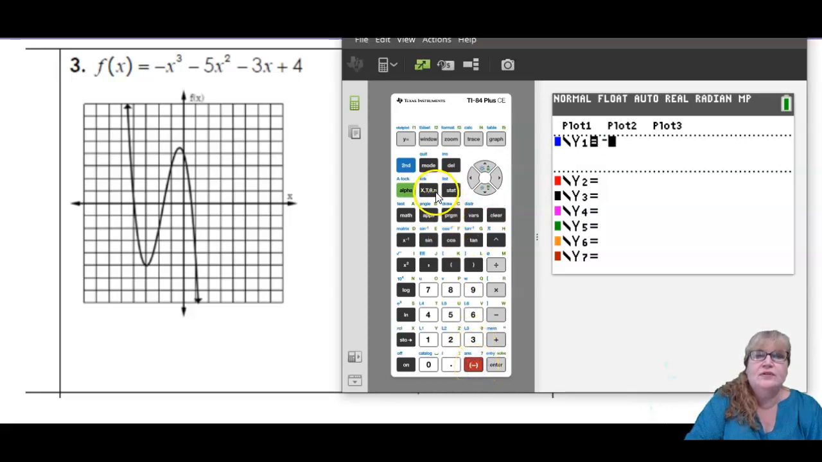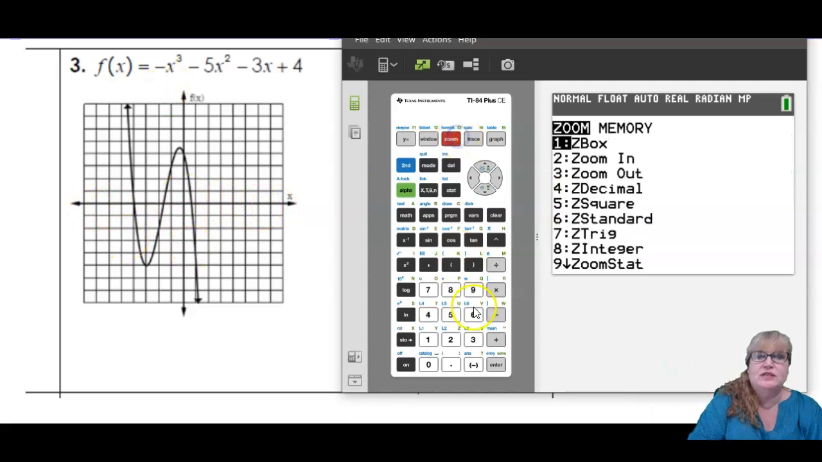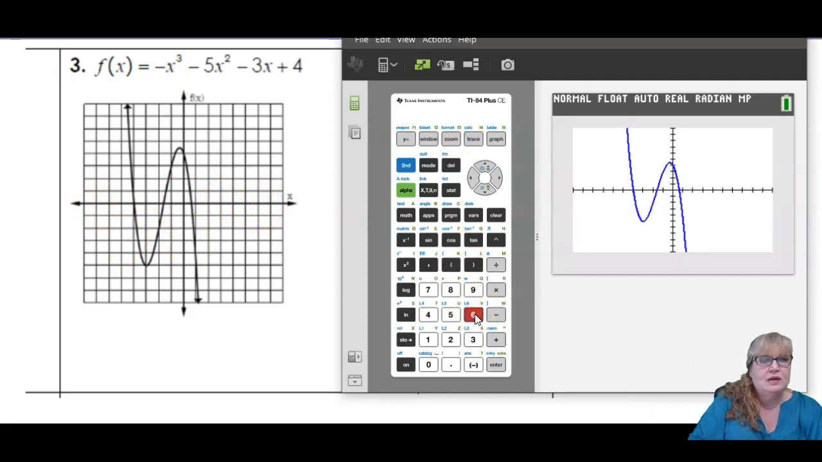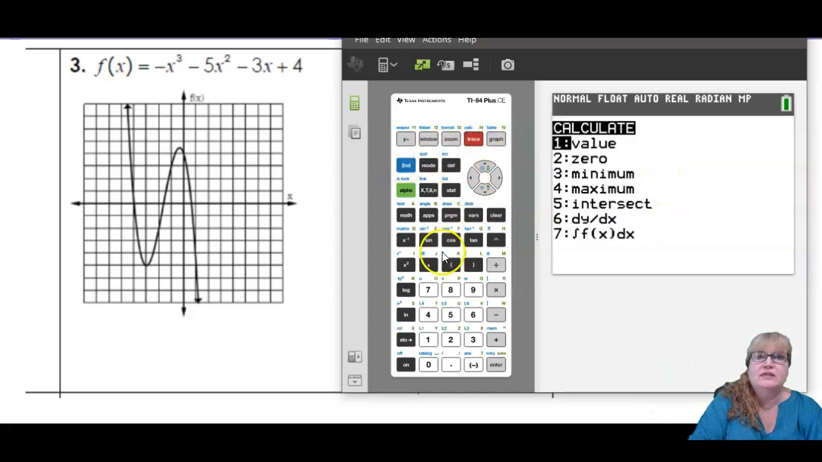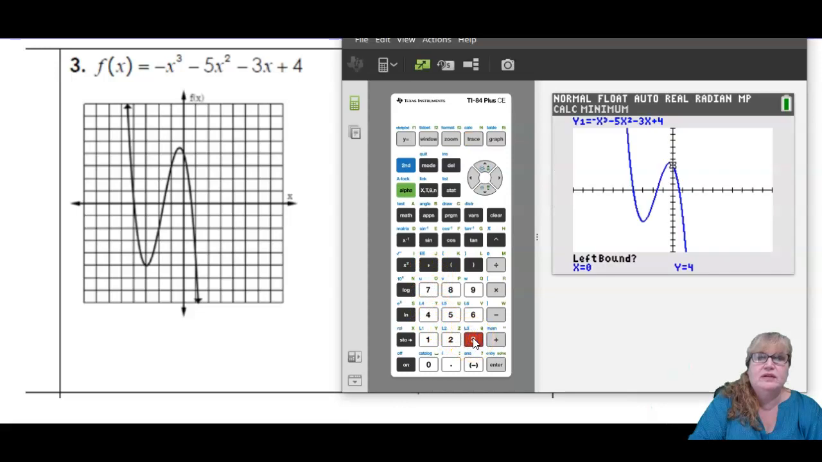So, okay, negative x to the third minus 5x squared minus 3x plus 4. Again, the window they're showing this in is just going out maybe 10 each direction, so a zoom 6 should work. All right, what are we looking for? Looks like one max and one min. If we start on the left, this would be a min. So second trace minimum, number 3.